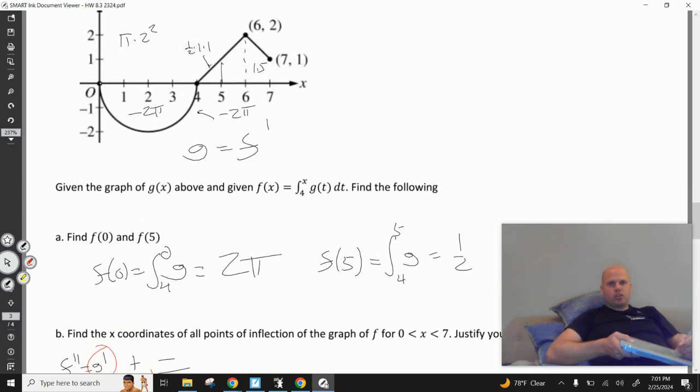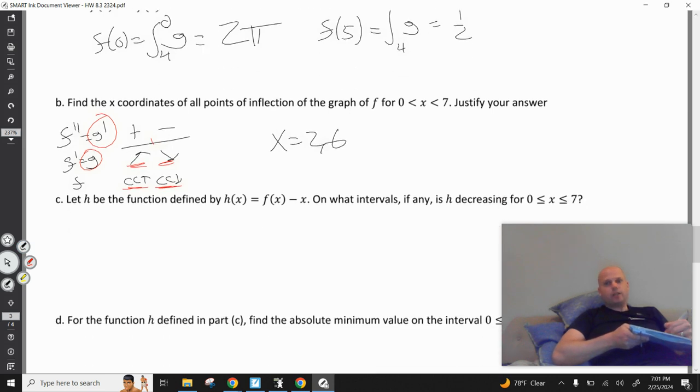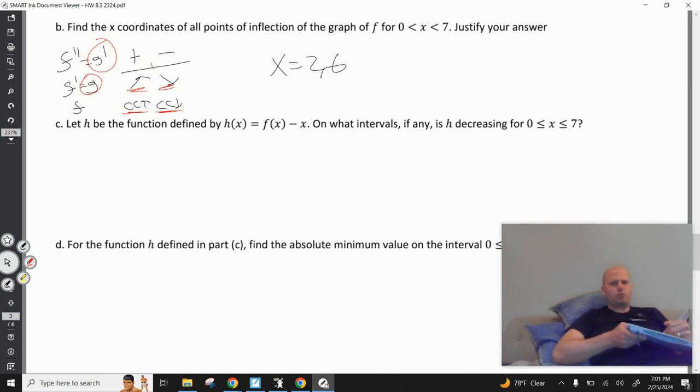So when do the slopes change sign? At 2, negative slopes to positive slopes, or we go from down to up at 2. We go from up to down at 6. X equals 2, x equals 6. Yeah, this was a free response question from last year, actually. This is last year's, or 2 years ago, free response question.